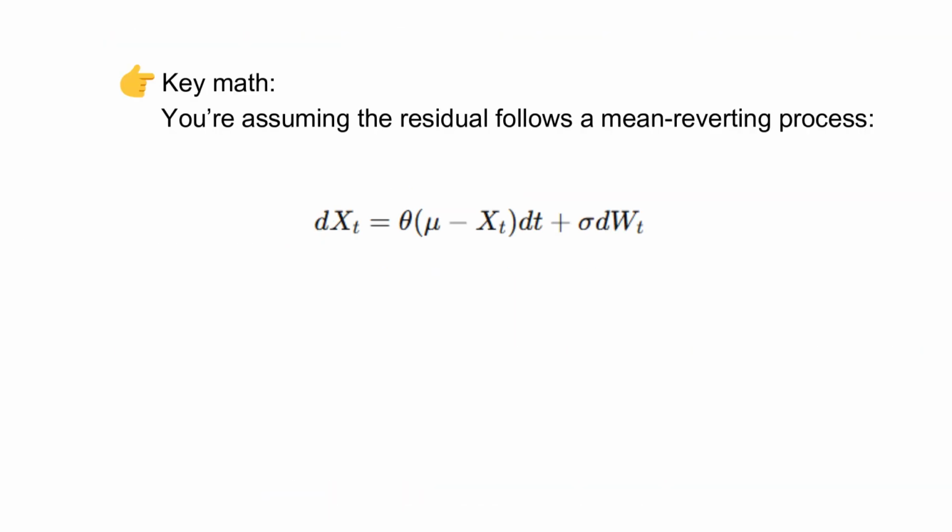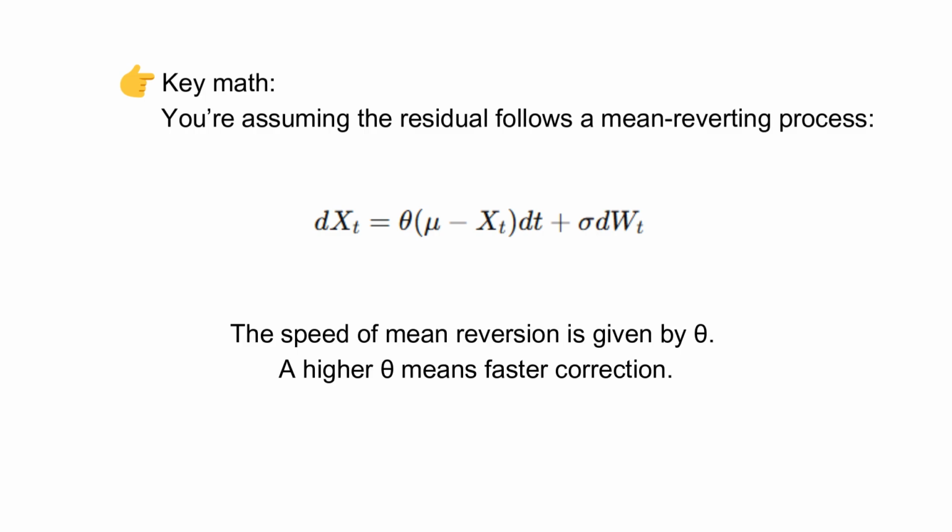The key math is very simple. Your assumption is that the residuals follow a mean reverting process. The speed of mean reversion is given by theta. So a higher theta means faster mean reversion. This is the timeless logic of pair trading. Simple but very powerful when the relationship holds.